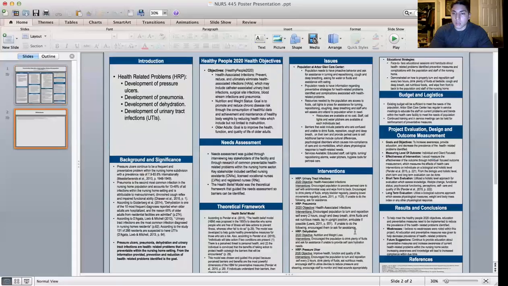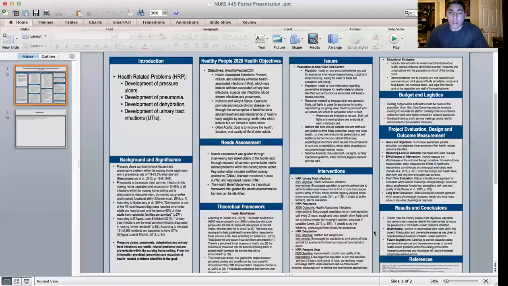Resulting conclusions. So to help meet the Healthy People 2020 objectives, education and preventative measures need to be implemented to reduce the prevalence of the health-related problems identified. And so I felt that there were really no weaknesses within this intervention. I felt like all the education for preventative measures was effective.